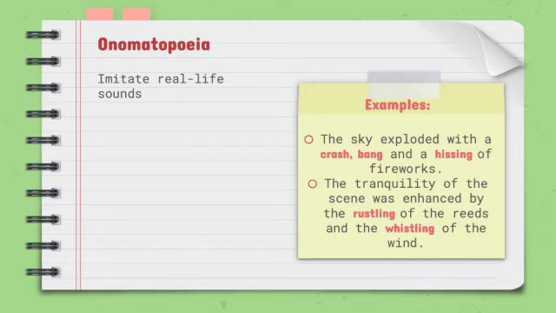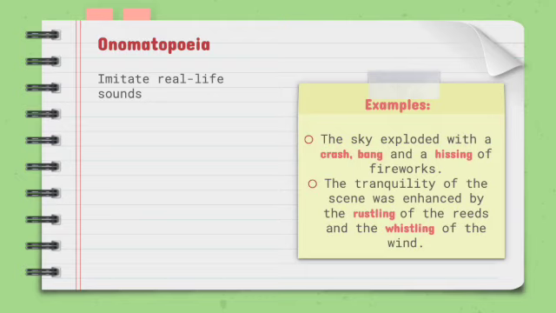The next sound device that we will be focusing on is onomatopoeia. Now it is very important to know how to say this word and how to spell it. Onomatopoeia uses words that imitate and reproduce real-life sounds and actions. The sound effect heightens the visual effect.